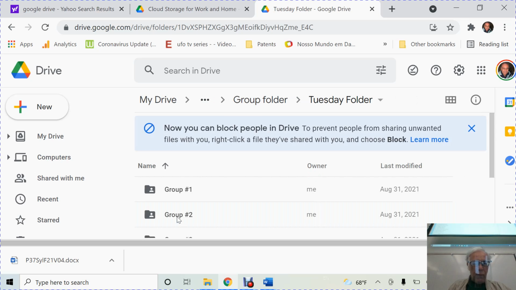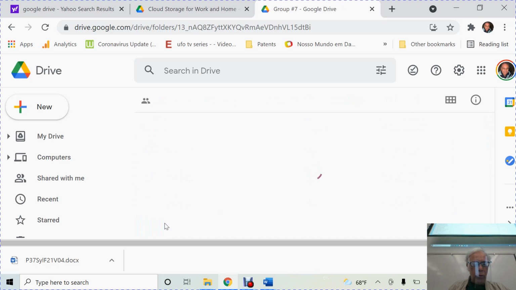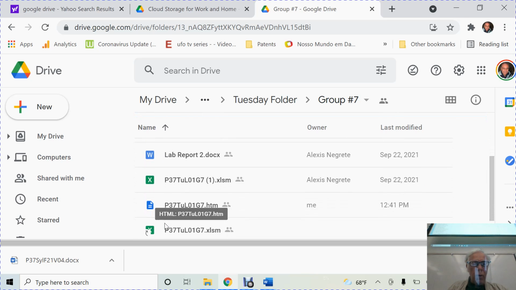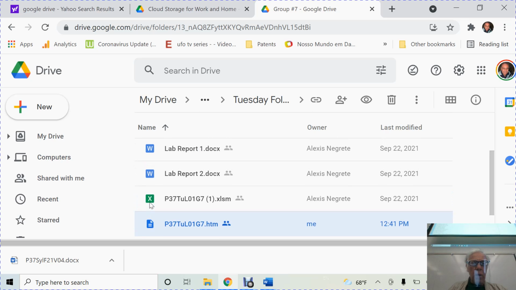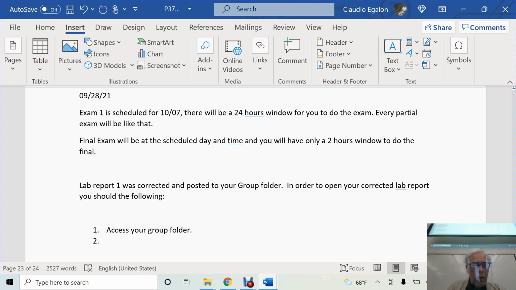If you are group 7, you already have a link there. Go to your group folder, and here you go. You have 2 files: an HTML file, P37 Tuesday L01, which in the case of group 7 is G7, and then a folder with the same name. Okay, so here you go. Access your group folder.